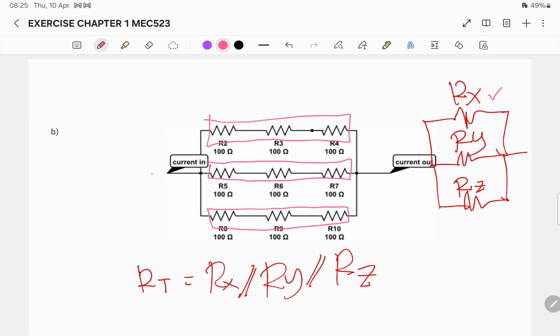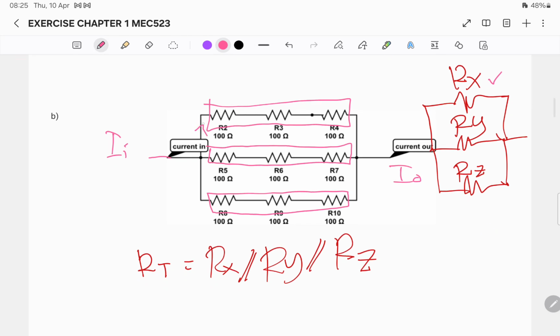Okay, and then the current going in, I in equals to I out. Okay, here I in equals to I1, I2 we put in the middle, I3 is the bottom. So I in equals to I1 plus I2 plus I3. The whole middle part here is I1.